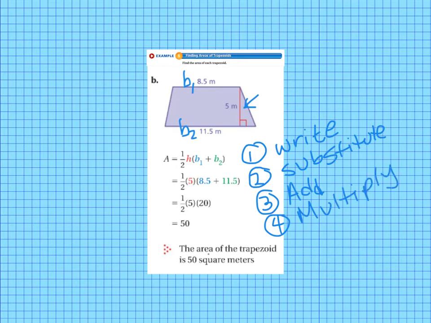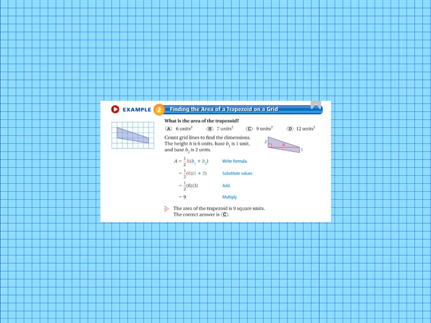And then we find out that our answer is 50 square meters. Looking at example 2, we're again finding the area of a trapezoid. We're just doing that on a grid, so you have to be careful and count those grid lines really carefully.